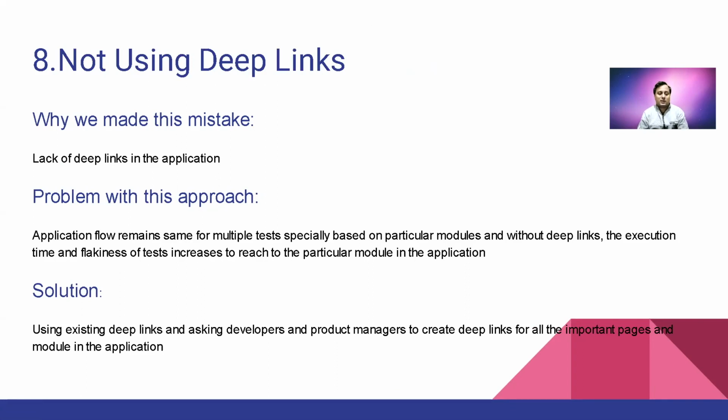And finally, the eighth mistake we were making was not using deep links. Again, lack of deep links in the application was the culprit. The problem with that approach: when we have multiple modules in our application, a lot of test cases in one particular module require the same precondition or steps. To save that time, we could use deep links to directly go to that module and then execute all our other test cases. To solve that, we started using existing deep links, and also asked developers and product managers to create deep links for all the important pages and modules in the application.